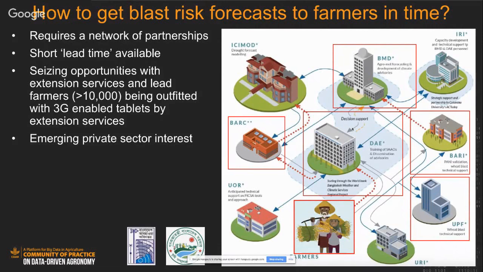In terms of scaling, we're in a lucky position where the Department of Agricultural Extension is about to purchase and supply more than 10,000 3G-enabled tablets to extension services and lead farmers throughout the country. And that provides a platform for being able to get people to make use of this dashboard, but also to receive information quite quickly.